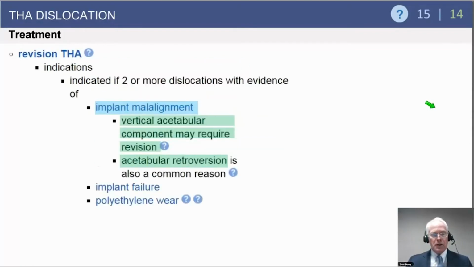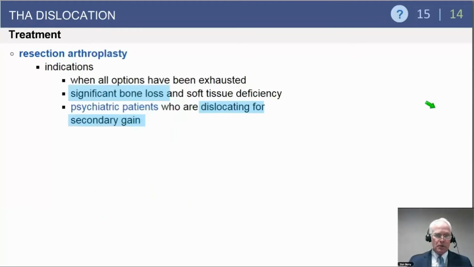If closed reduction is not successful, most commonly revision surgery is indicated. The indications usually are after 2 or 3 dislocations of the hip, and the things that you're usually trying to solve are either implant malalignment, some other form of implant failure, or sometimes polyethylene wear, which we'll discuss more in some future slides. Resection arthroplasty is usually used as a last resort for the patient who has recalcitrant dislocation or severe bone loss.